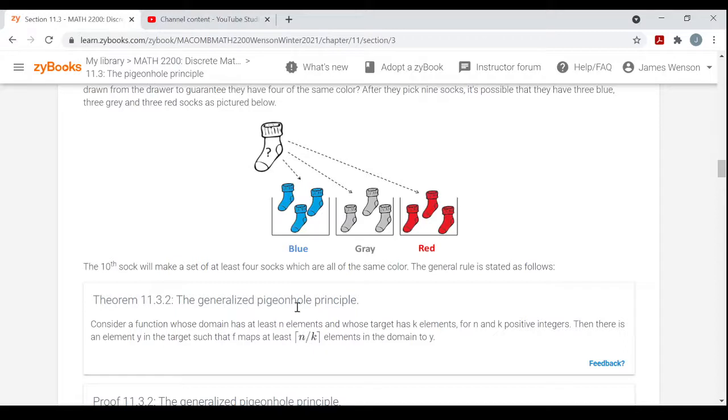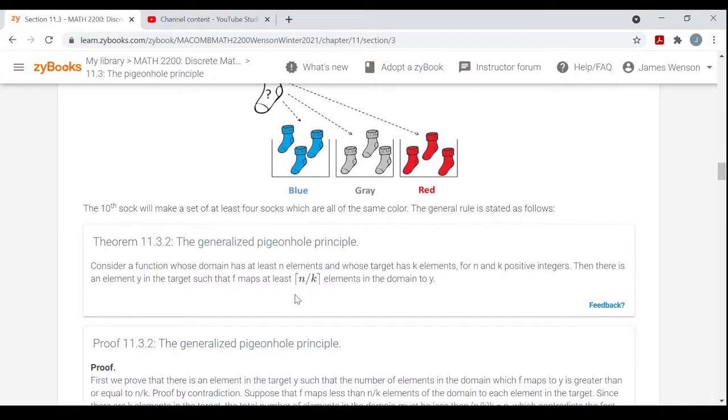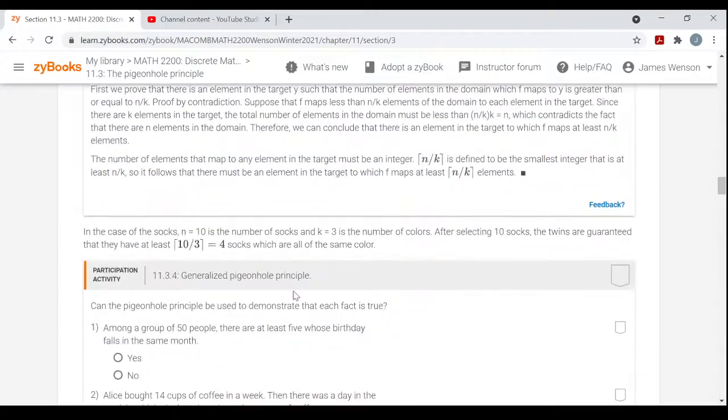So if my domain has 10 elements and the target has only 3 elements for a function, there are at least 4 elements in the domain that will map to the same element in the target. It's got to happen. All right, so that's the generalized pigeonhole principle. And they explain that here.